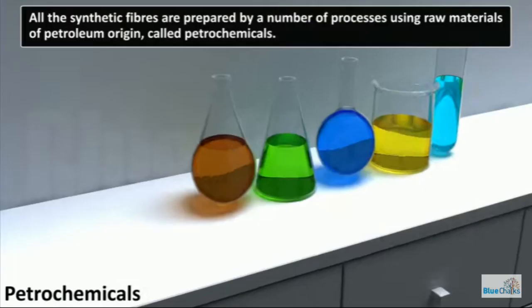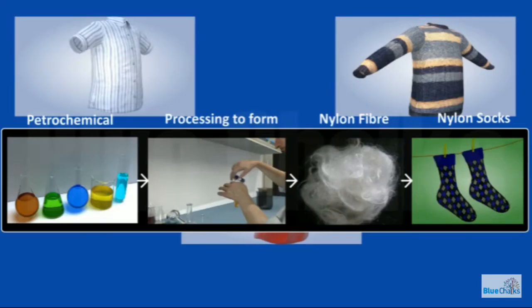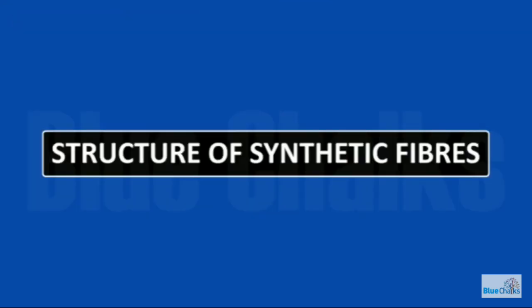All the synthetic fibers are prepared by a number of processes using a raw material of petroleum origin. We call it petrochemicals. Petrochemicals are processed and we obtain the nylon fiber. We can make a variety of things from nylon.